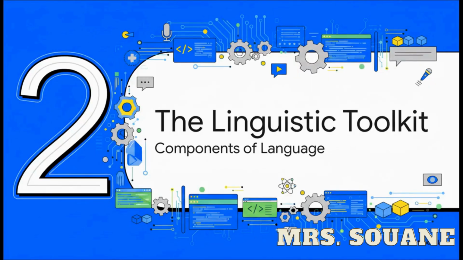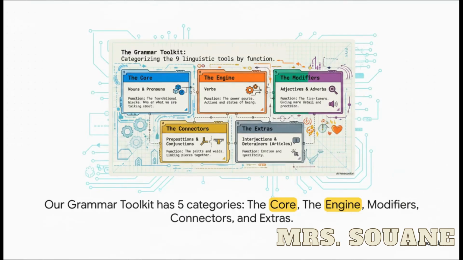Okay, so if language is a system, then it has to have components, right? So let's open up our linguistic component library, our toolkit, and take a look at the essential tools you're going to need to build just about any idea. So here's the whole shebang, our entire toolkit, all sorted by what they do. You've got the core, the engine that gives it power, modifiers for the details, and so on. Today, we're really going to focus on the two most important parts, the core and the engine.